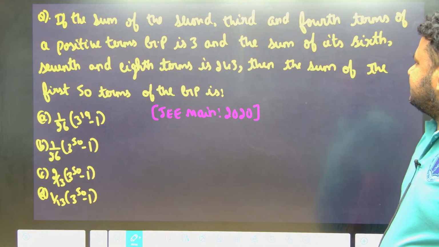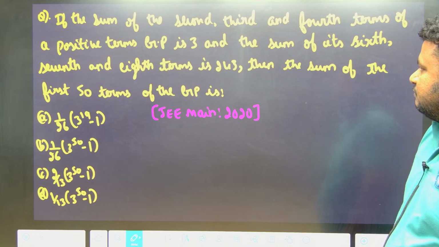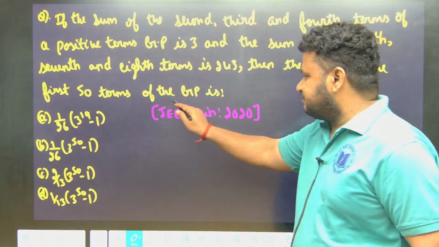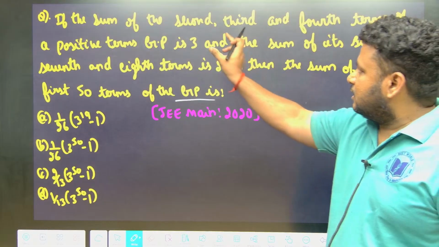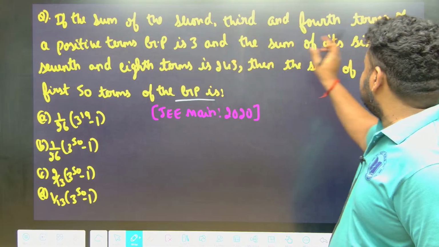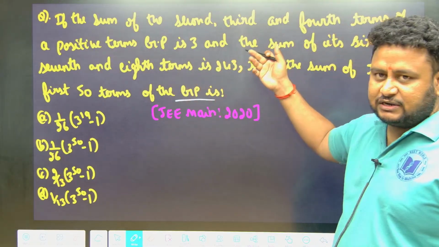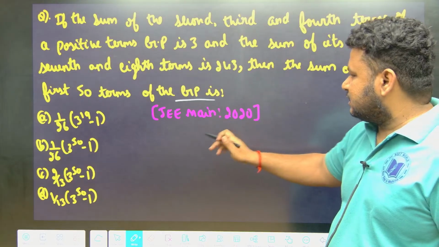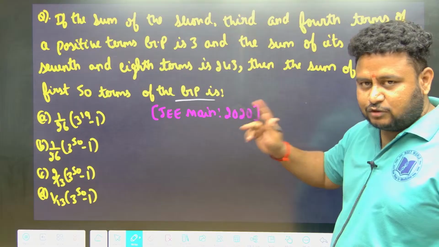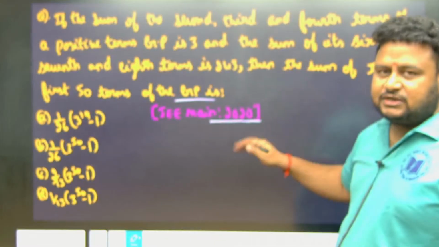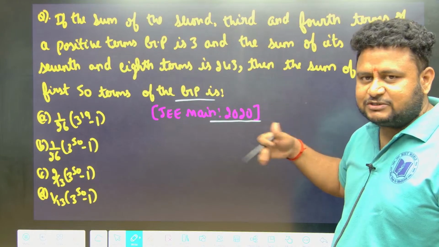If the sum of the second, third and fourth terms of a positive terms GP is 3 and the sum of its 6th, 7th and 8th terms is 243, then the sum of the first 50 terms of the GP is what? Sum of the terms formula I have told you. I have told you the basics of how to find the second, third, fourth terms. You will get 2 equations. On solving the 2 equations you will get the values of a and r. Put the values of a and r and you will be able to get the answer, and most importantly, you have to get the answer as per the options. This is a JEE Main 2020 question. You try this question by yourself. This question I will be solving in the next class.